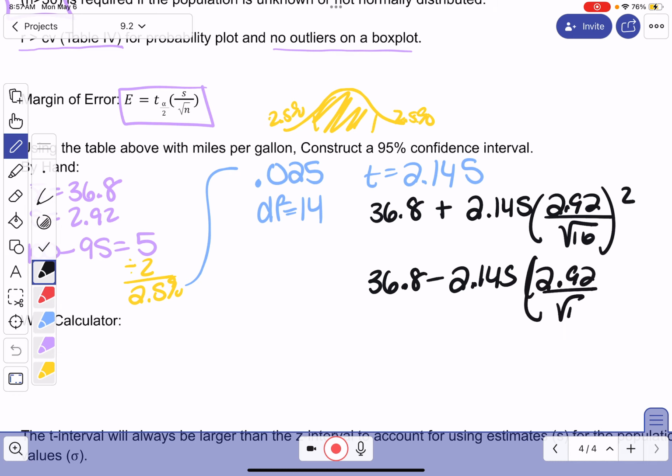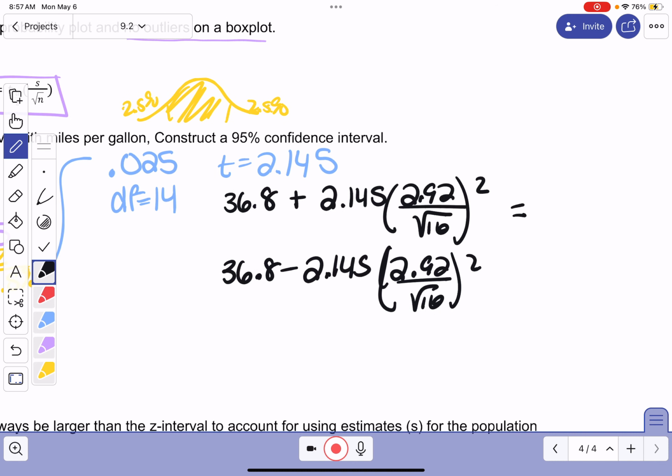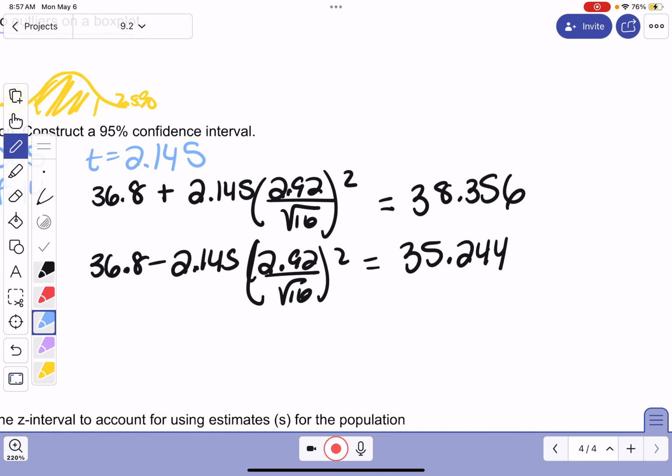And remember, the 16 was how many cars were in our sample. So if I type that in the calculator, I get 38.356. If I type that in the calculator, I get 35.244, which means we are 95% confident that the real mean is between 35.244 and 38.356.